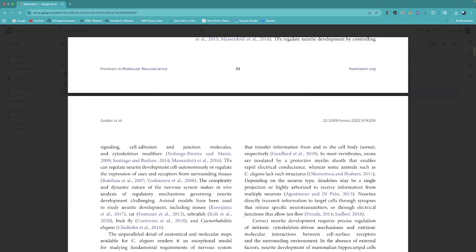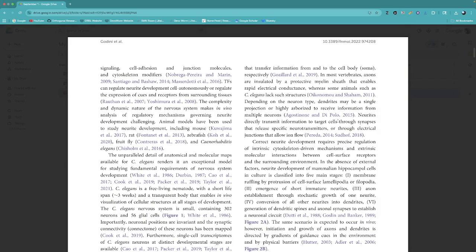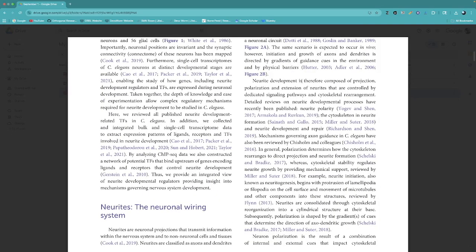Depending on the neuron type, dendrites may be a single projection or highly arborized to receive information from multiple neurons. Neurites directly transmit information to target cells through synapses that release specific neurotransmitters or through electrical junctions that allow ion flow. So these are our chemical and electrical connections, respectively. And so neurite development is composed of projection, polarization, and extension of neurites that are controlled by dedicated signaling pathways and cytoskeletal rearrangement. And so there are a bunch of reviews on neurite developmental processes and the mechanics and the anatomy of this.